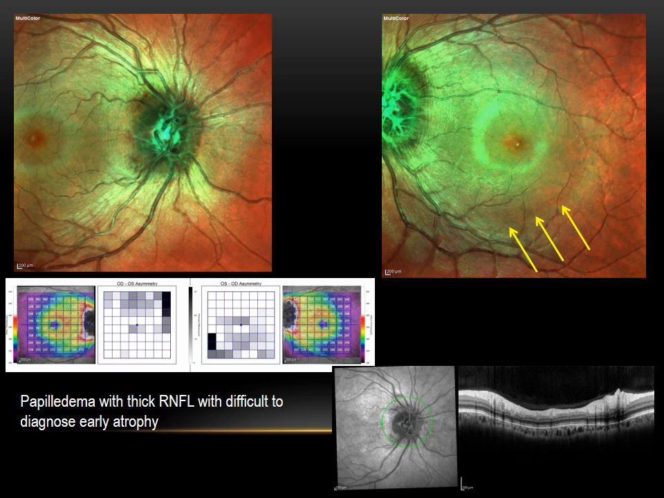But now with the multicolor, one can start seeing losses of the nerve fiber layer away from the optic disc as seen here in the left eye of this patient.